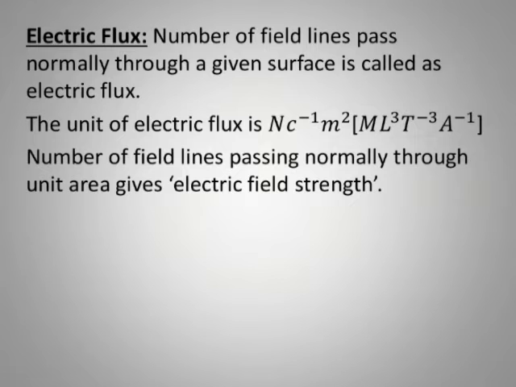Okay children, now the definition of electric flux tells you that the number of electric field lines, so fields are produced by charges, the number of field lines passing normally through a given surface, normally in the sense perpendicularly, is called electric flux. So I would give you the explanation for this. Before that, just see the SI unit of the electric flux is Newton per coulomb meter square.